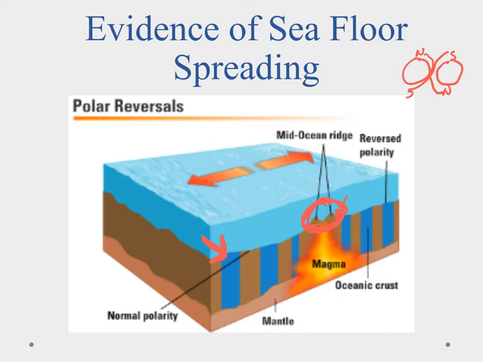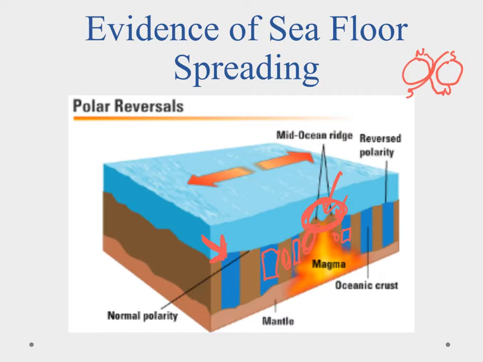And we noticed that down here in our rocks that we had these bands of normal polarity, reverse polarity, normal polarity, reverse polarity. And by looking at that and seeing that that pattern was mirrored on both sides of this ridge, it kind of gave us the hint that we had this seafloor spreading going on.